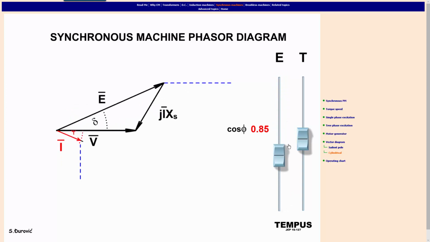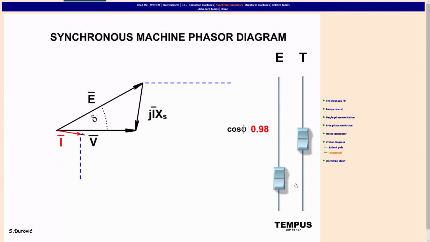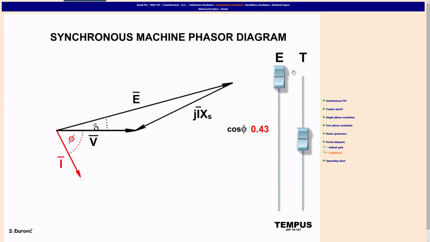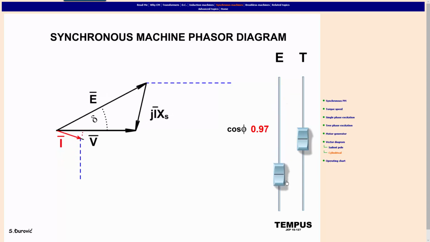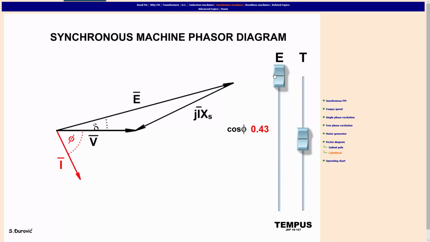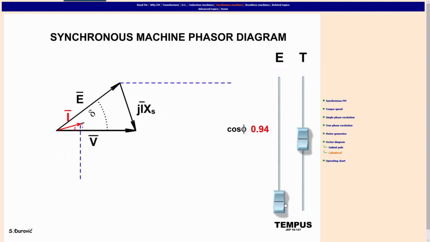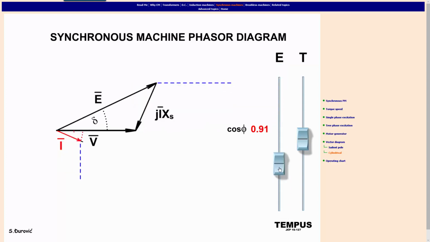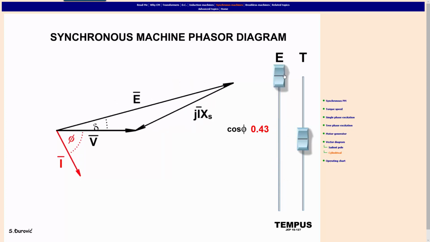Take care again. Current is always on the asymptotic line. E is always on asymptotic line. There is no active power change because we keep torque constant. But there is reactive power change. So reactive power can be adjusted by changing field current.